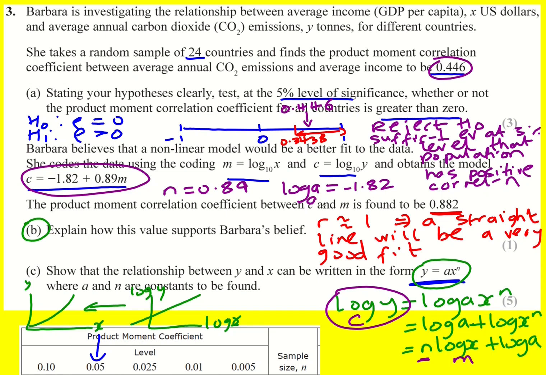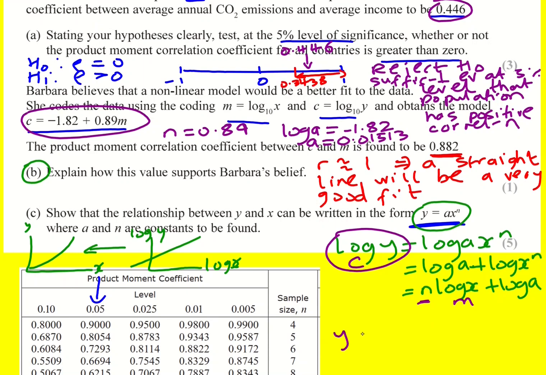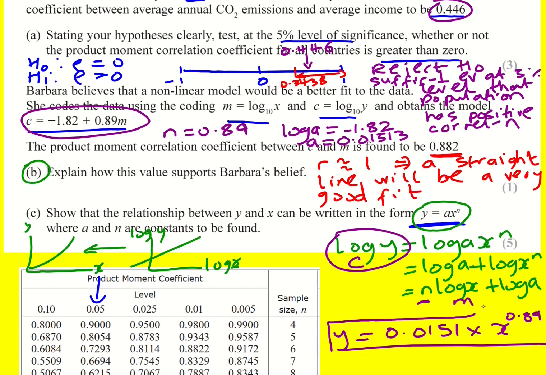So to get a, we can do 10 to the power of minus 1.82, and this gives 0.01513. So that means I can write down that y is equal to 0.0151 multiplied by x to the power of 0.89. That would be a curve that would fit the data, not perfectly, because r is not 1, it's just very close to 1, but it would be a very good fit, and we could maybe make some predictions based on that. And we're done. Well done.